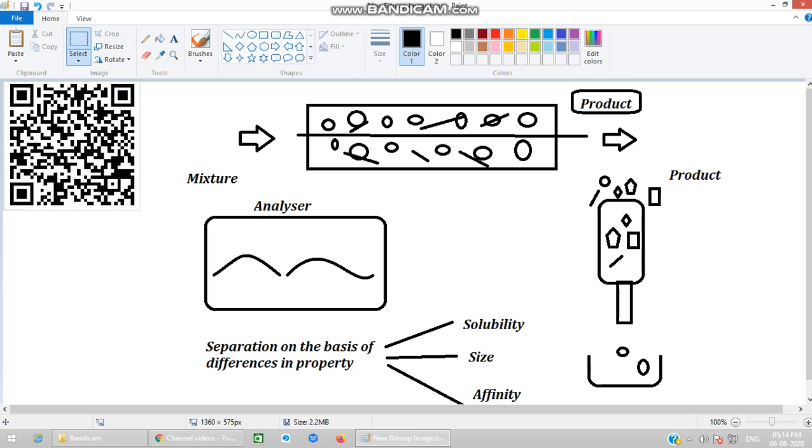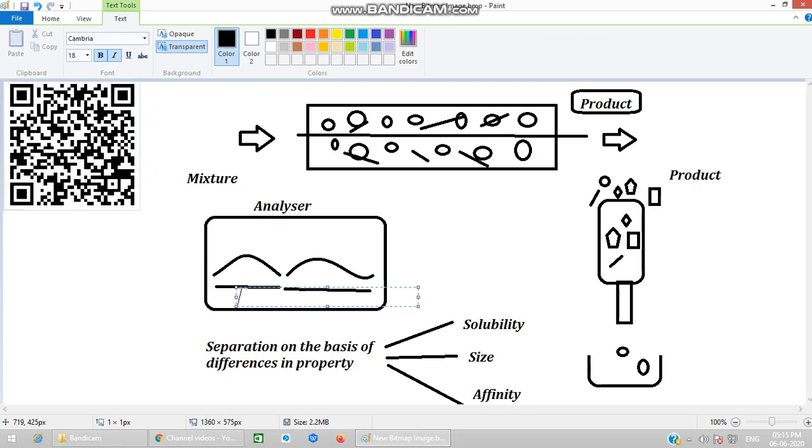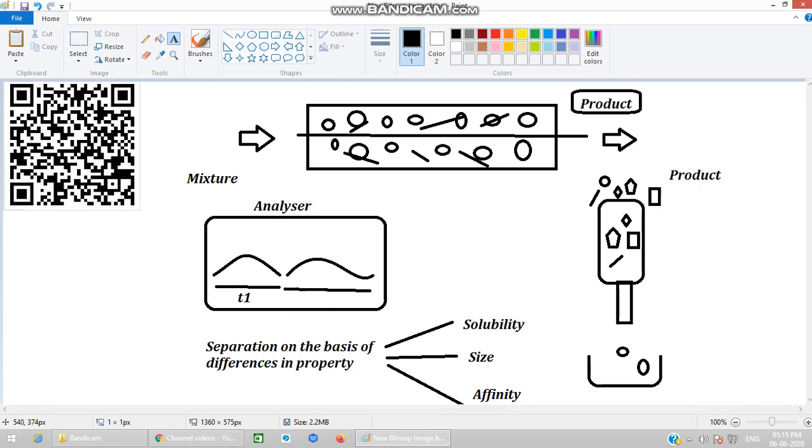Now this is the analyzer, and what we see here is that the first peak is such that one component has come out. The second peak is such that one more component has come out. That means for two different components, there are two different time intervals. For example, for the first component there is T1, and for the second component that is T2.